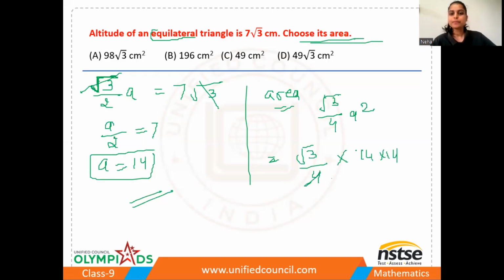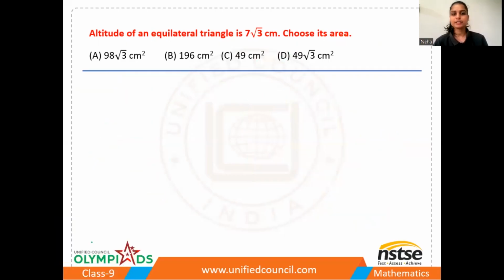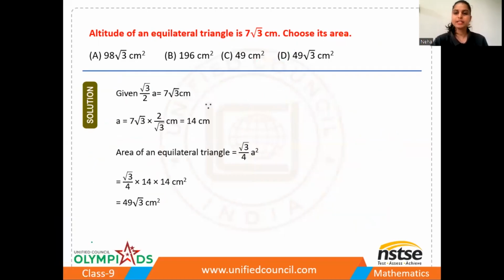So 2 2s are 4, and 2 7s are 14. Again 2 7s are 14. So 7 7s are 49. So 49 root 3 centimeter square. This is your answer, 49 root 3 centimeter square. I can see it in option C. So my dear students, option C is your right answer. Alright, perfect. This is the detailed explanation of this question. Perfect. Then let's move to the next question.